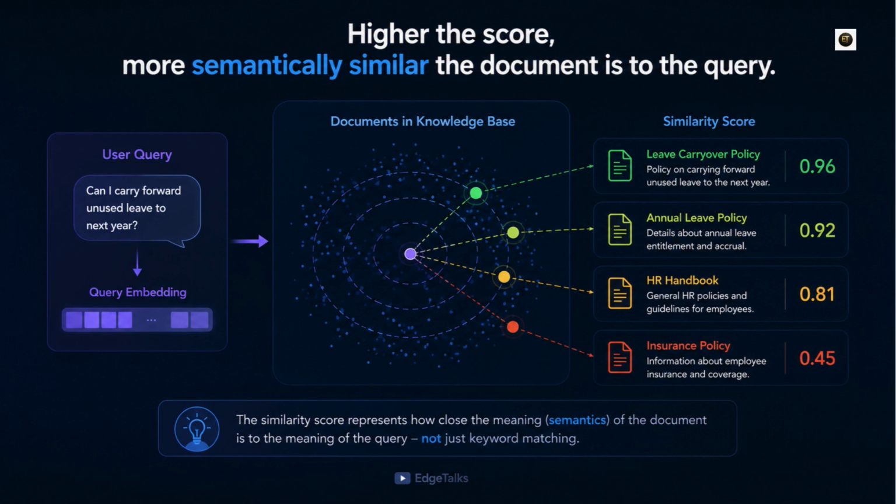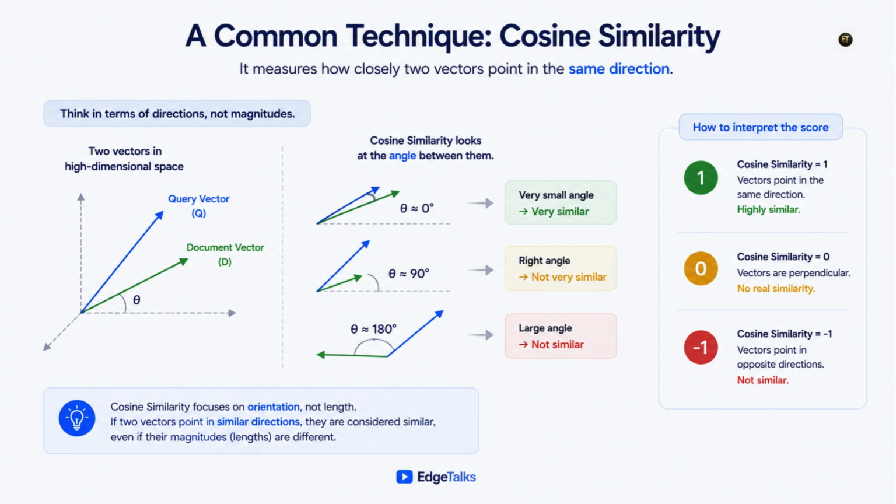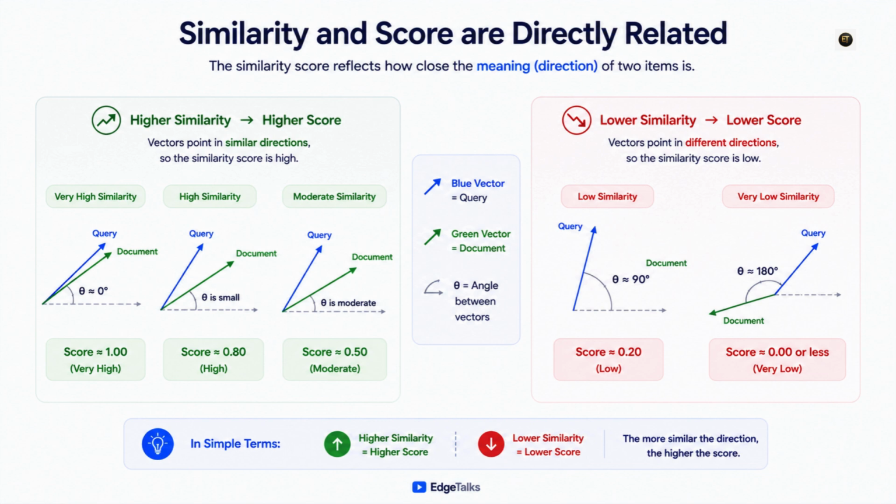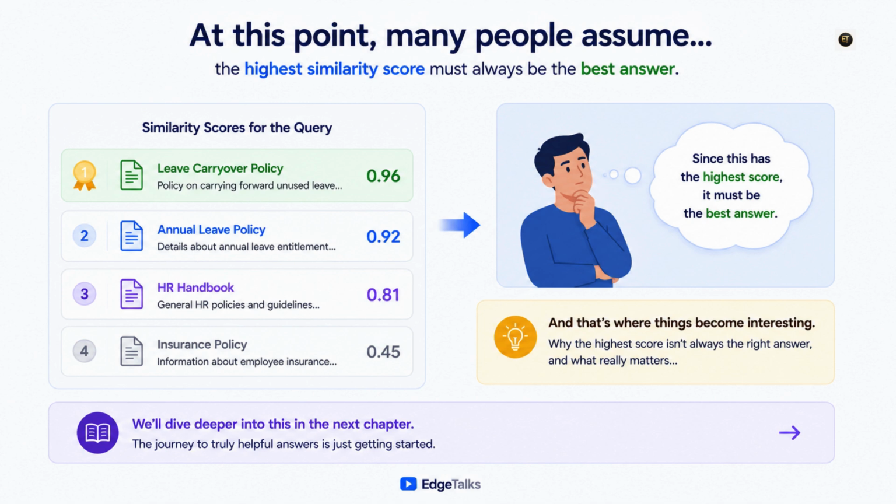One of the most common techniques we use here is called cosine similarity. Now, without going into the mathematics, cosine measures how closely two vectors point in the same direction. Higher similarity, higher score. Lower similarity, lower score. At this point, many people may assume that the highest similarity score must always be the best answer, but that's where things become more interesting.